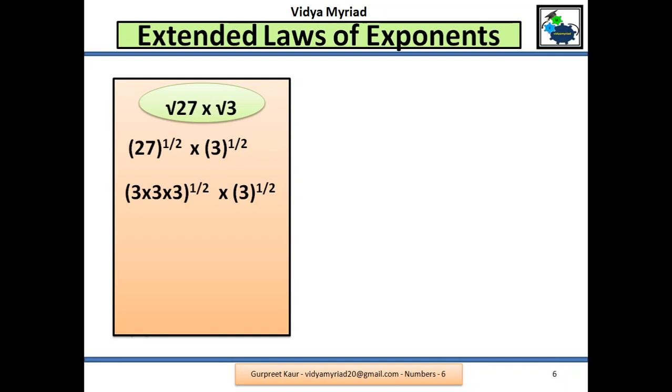So what I will do now here is, 3 into 3 into 3 means 3 raised to power 3 by 2, it will become, plus 1 by 2. Why did I do plus 1 by 2? If you see, my base is same, 3. Okay, when your base is same, you add the powers. So it will become 3 raised to power 3 by 2 plus 1 by 2.